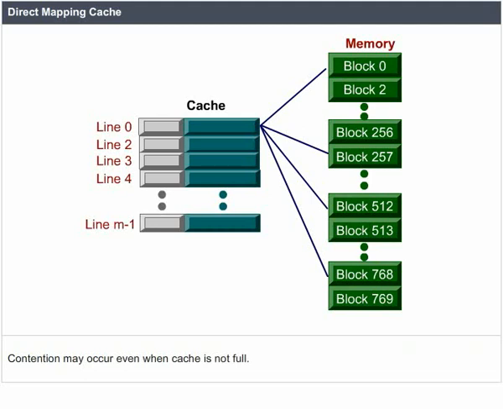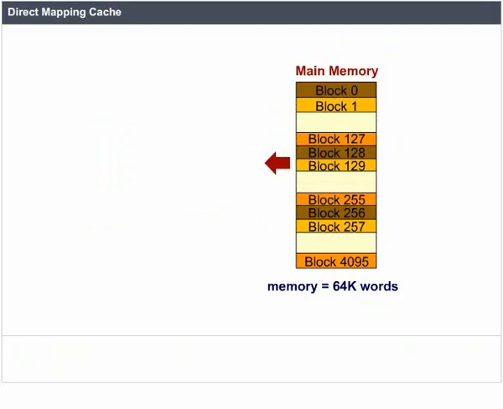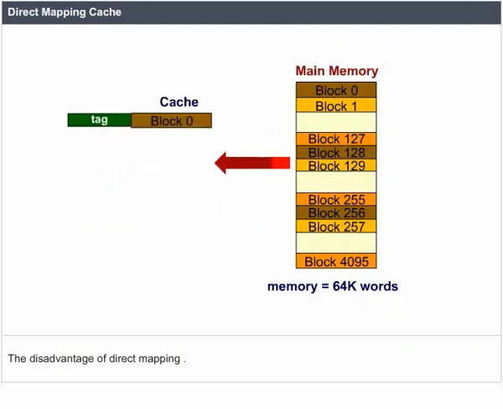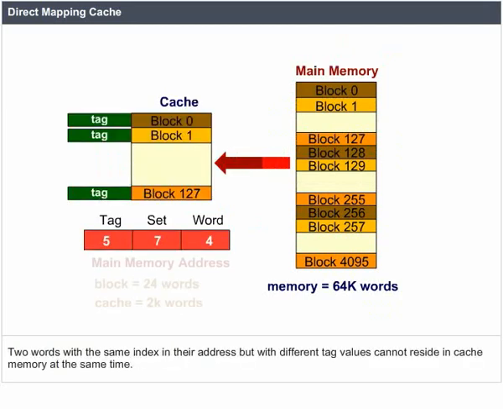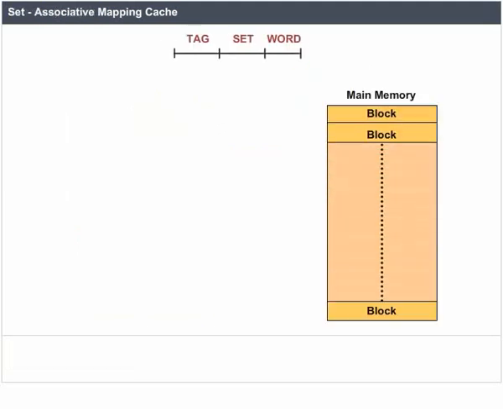Contention may occur even when cache is not full. The replacement algorithm is trivial, simplest, very inflexible. The disadvantage of direct mapping: two words with the same index in their address but with different tag values cannot reside in cache memory at the same time.